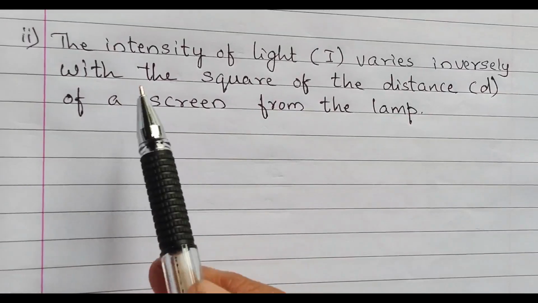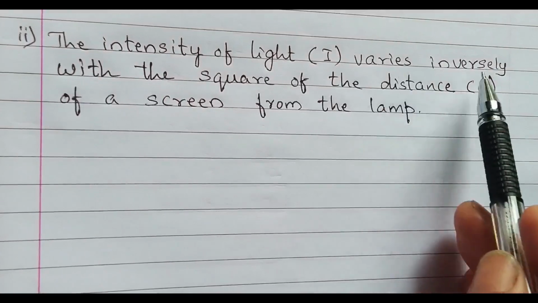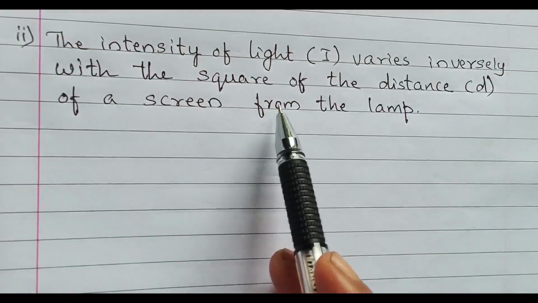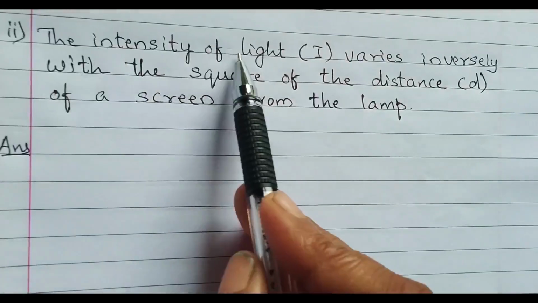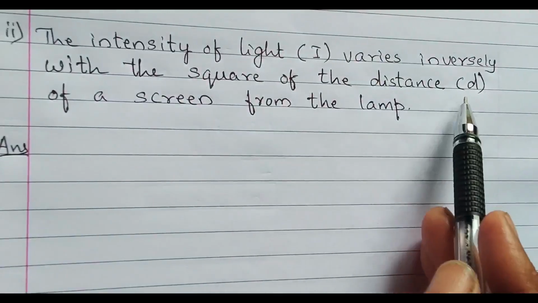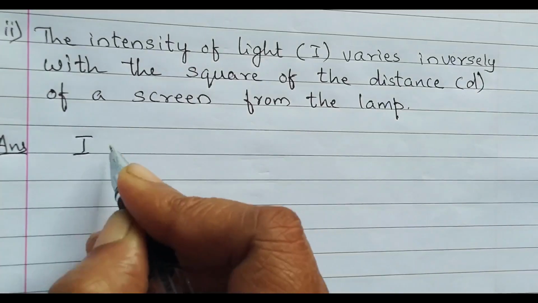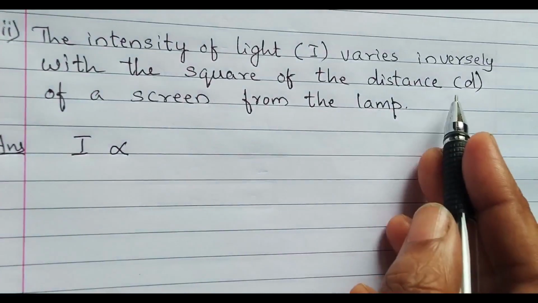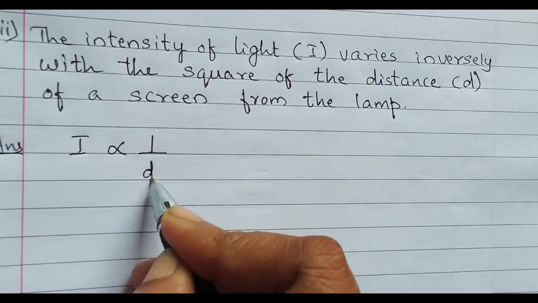Now let's see the second question. The intensity of light I varies inversely with the square of the distance d of a screen from the lamp. So the relation is the intensity of light varies inversely with the square of the distance. So how will you write? You can write I inversely varies as the square of the distance. So it is 1 upon d square.